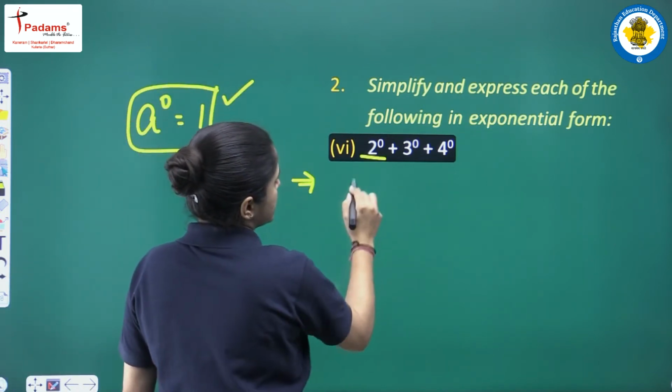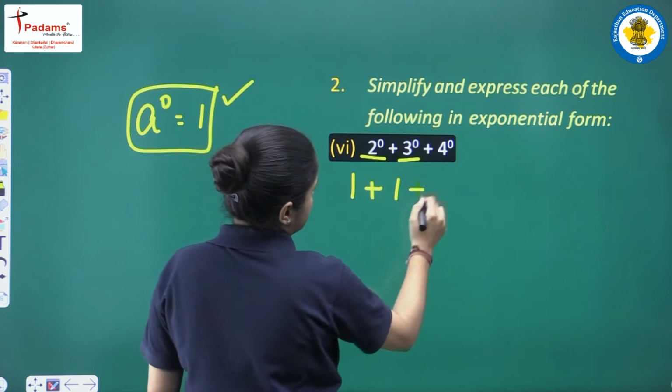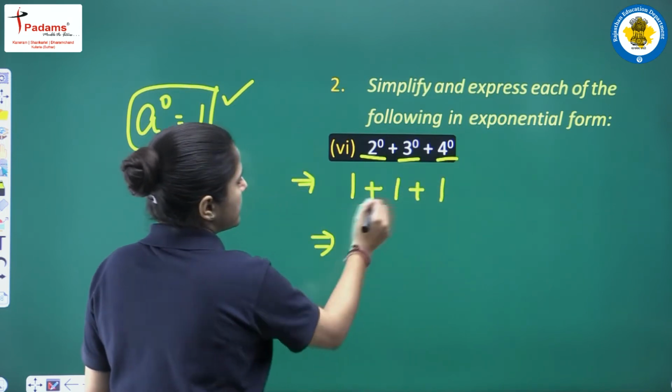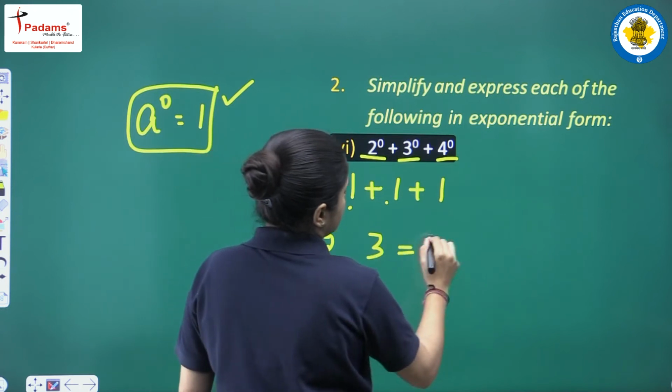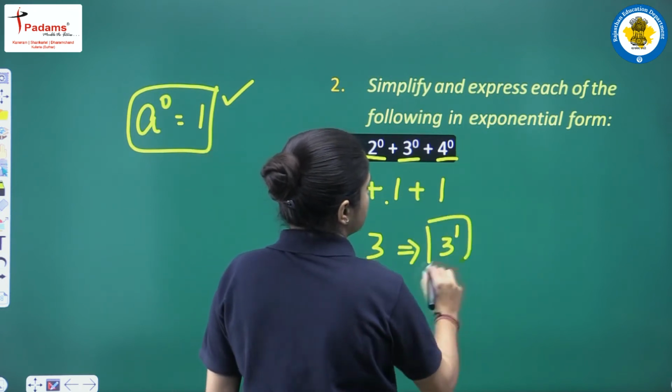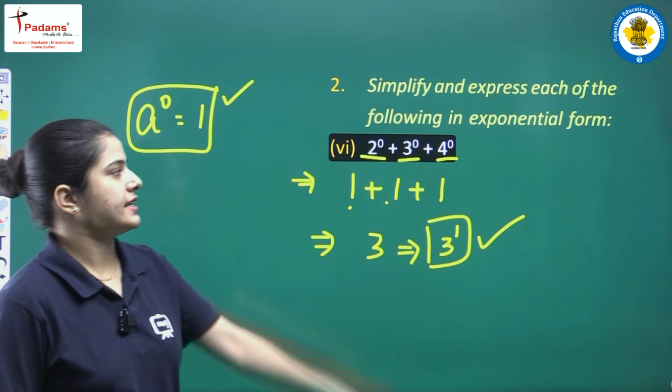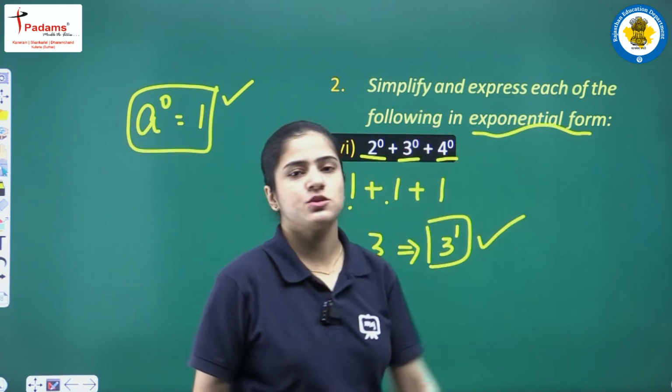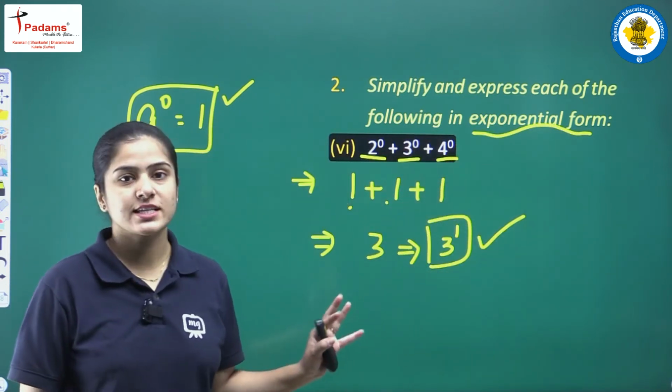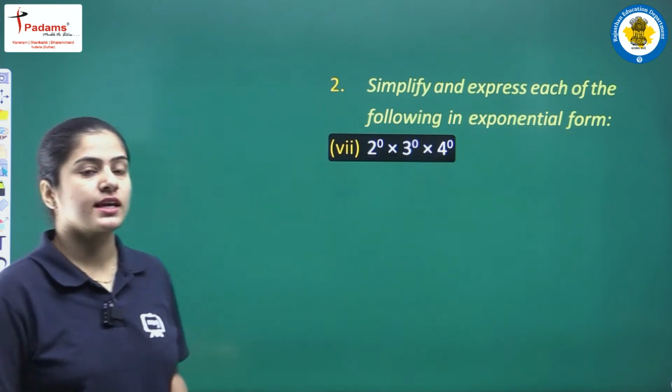Alright, so this is equal to 1, this is also equal to 1, this is also equal to 1. So 1 plus 1 plus 1 is 3. So 3 raised to power 1 is your answer. Okay, that is in the exponential form, right students? Now students, this is your 6th part.